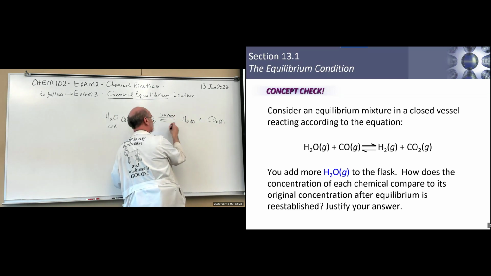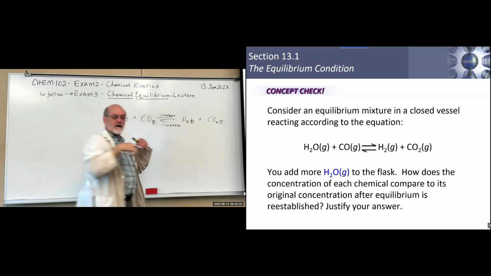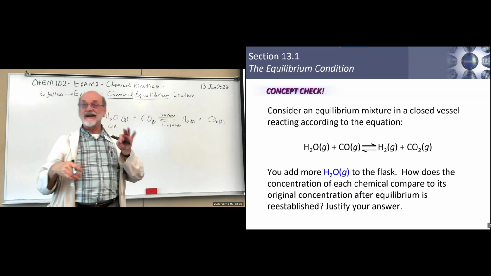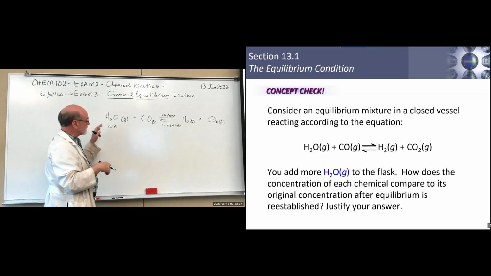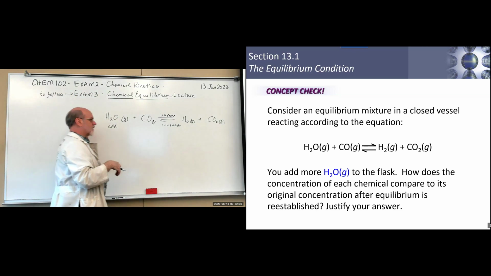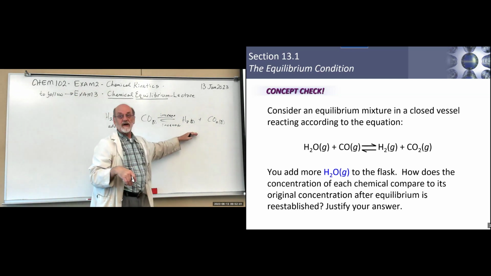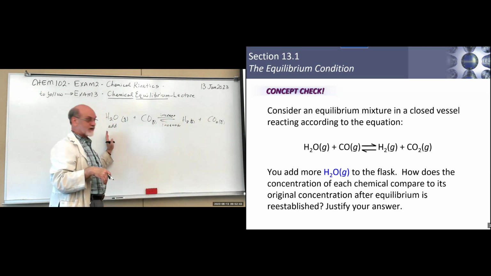So the reverse reaction will eventually increase until it realizes a balance again. Right? So what we're actually doing is shifting the reaction toward the products by adding this reactant.